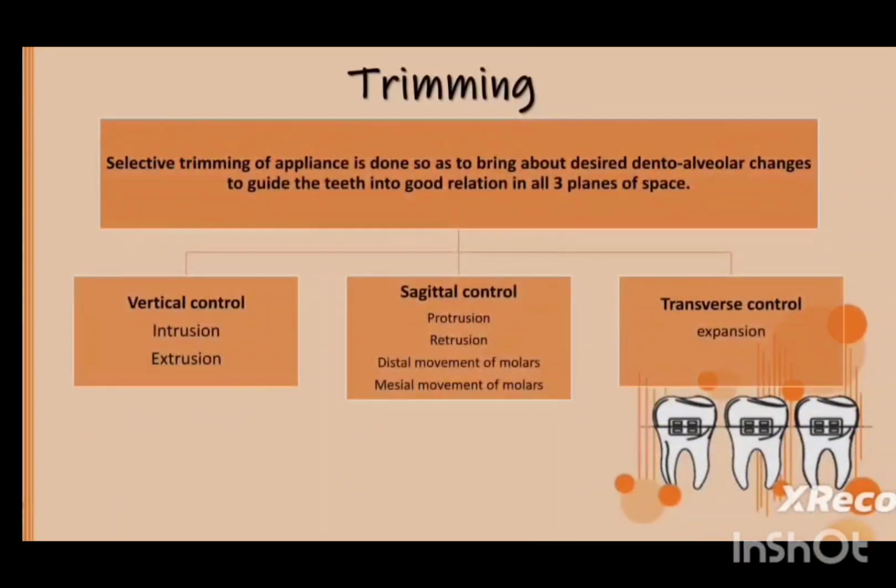Now talking about the trimming. After the insertion of the appliance, we have to selectively trim the appliance in all the three planes to bring about the dentoalveolar changes. Of course, whenever we talk about orthodontics, all the three planes have to be always considered. Now, while trimming, we can achieve vertical control, sagittal control, and transverse control. In vertical control, we can bring about intrusion and extrusion. In sagittal control, we can bring about protrusion and retrusion of incisors, of course, and distal movement of molars and mesial movement of molars. And in transverse control, we talk about expansion.